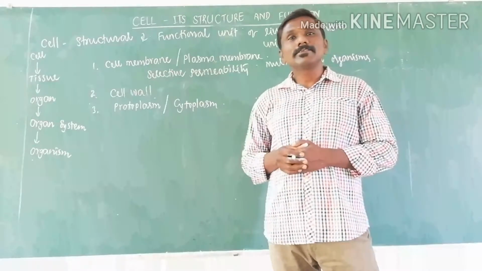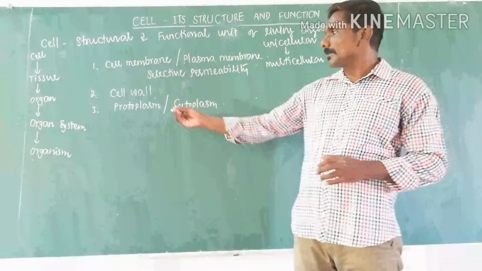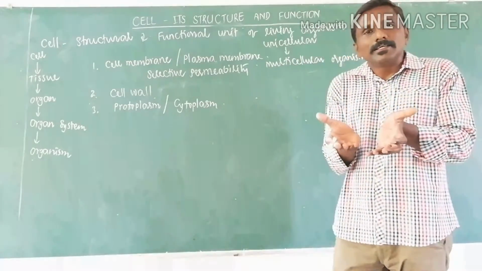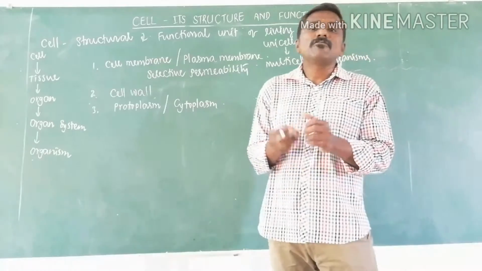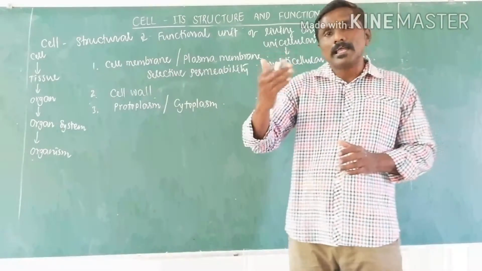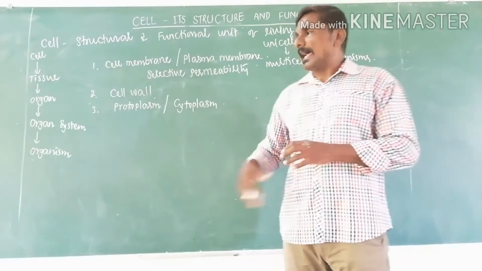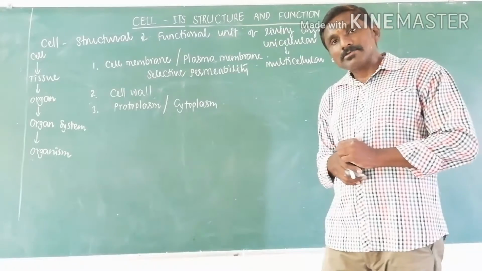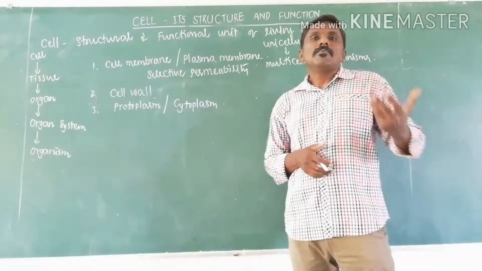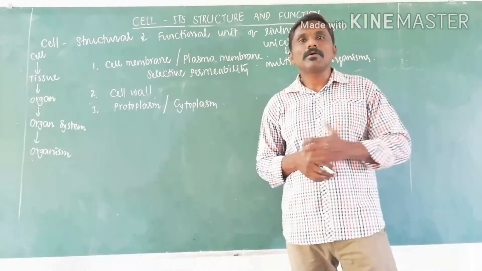Later, after the discovery of the nucleus or nuclear membrane, there was a separation of the cytoplasm and the nucleus. Initially, all the essence of the cell was in the protoplasm. That's why it was called the life fluid. But later, after the discovery of the nucleus, it is treated as a fluid matrix which is present between the cell membrane and the nucleus.